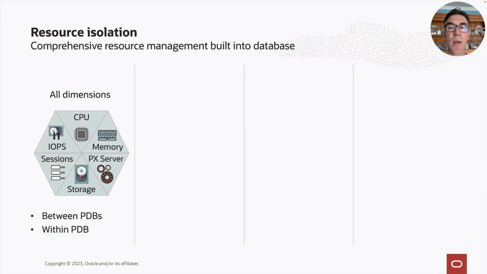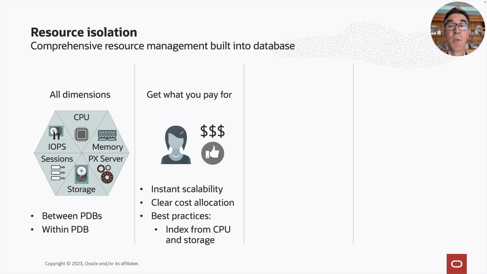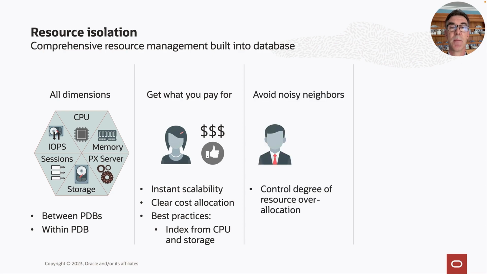Let's expand on this comprehensive, built-in resource isolation. Resource Manager can control all dimensions of computing: CPU, memory, IOPS, storage, sessions, parallel execution servers, etc. Controls apply both between PDBs and within each PDB. Importantly, particularly for SaaS deployments, you get what you pay for. There's instant, fine-grained scalability with an ability to allocate costs clearly. Resource Manager helps eliminate the dreaded noisy neighbor problem.